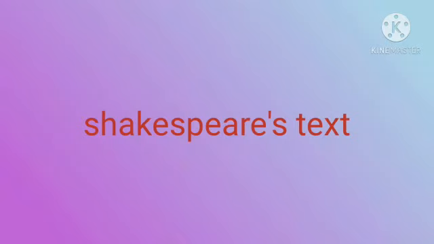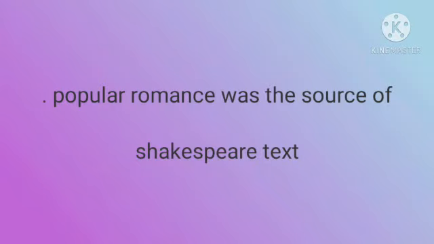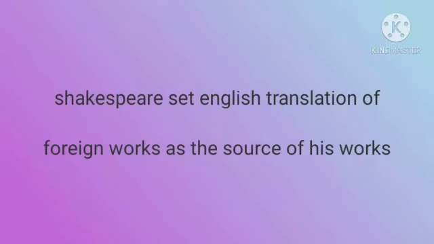Next, we can discuss Shakespeare's text. Shakespeare uses the popular Romance sources as the building block of his plays. Therefore, the spectators find it difficult to follow. And Johnson believed that Shakespeare didn't know French or Latin. Therefore, Johnson believed that Shakespeare used the English translation of foreign works as his source of work.